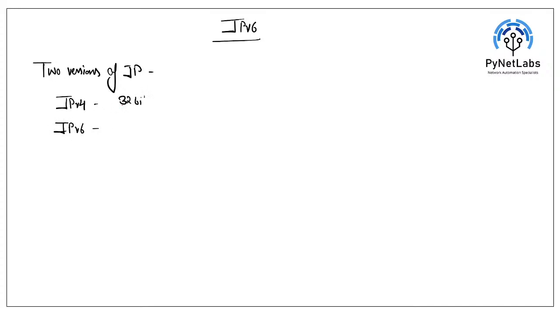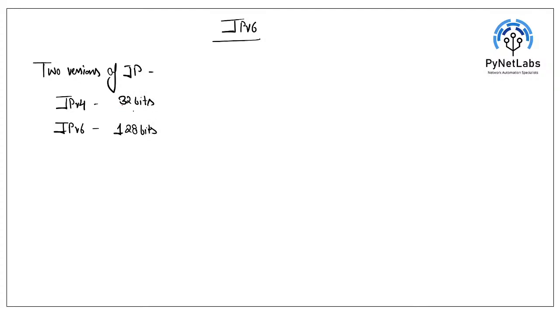The webinar is all about IPv6, and how it is being transitioned from IPv4 to IPv6. IPv6 is a very advanced version of IP which was released after IPv4. So there are two versions of IP: the first is IPv4, which we all know, and the second is IPv6. IPv4 consists of 32 bits, whereas IPv6 consists of 128 bits.